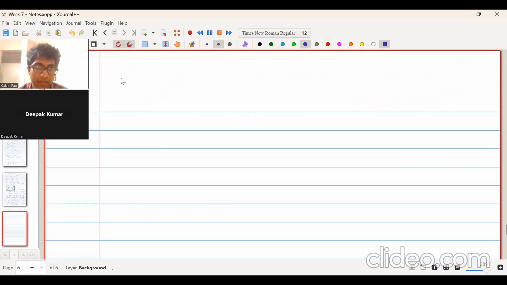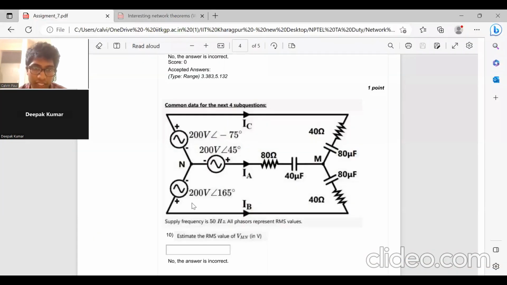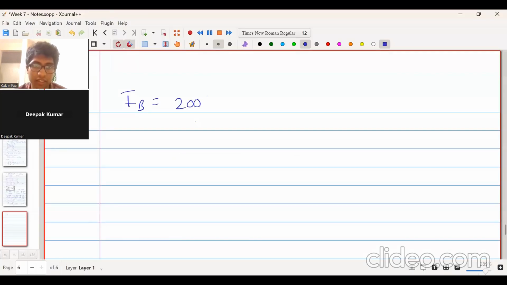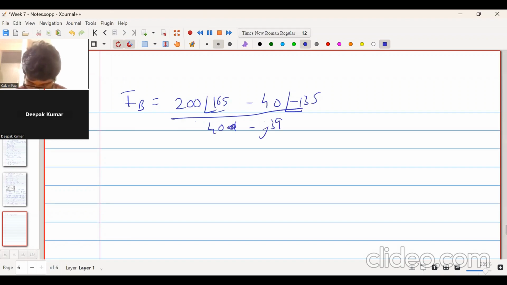Similarly, we can write ID to be equal to 200 angle 165 minus Vmn. So it is 200 angle 165 minus 40 into angle minus 135 upon 40 minus j into 39.788. So IB comes out to be equal to 3.249 angle minus 161.045 ampere. कुछ डाउट है इसमें?